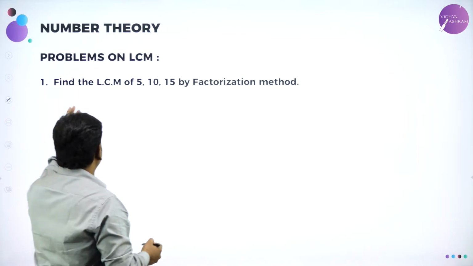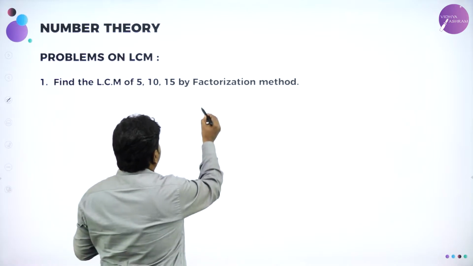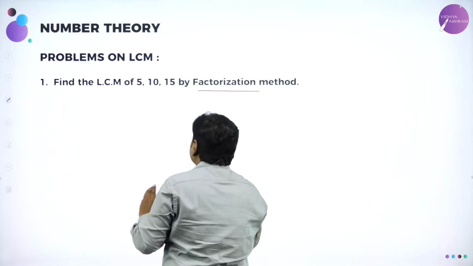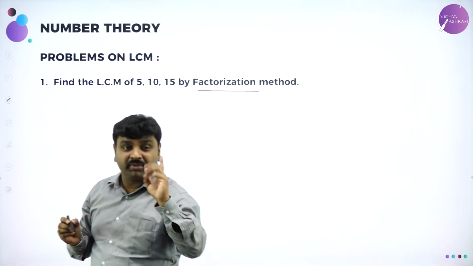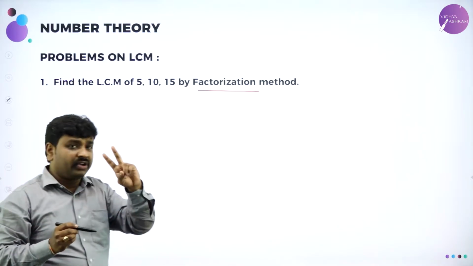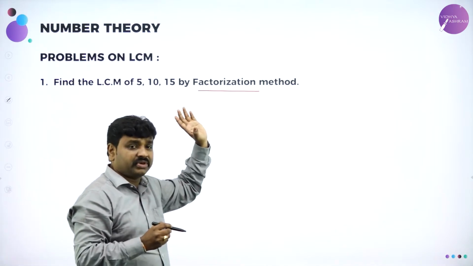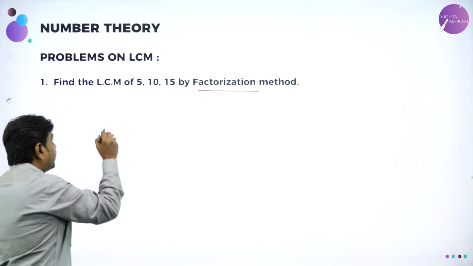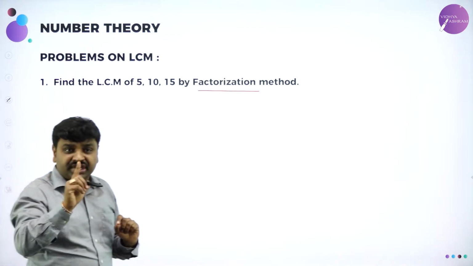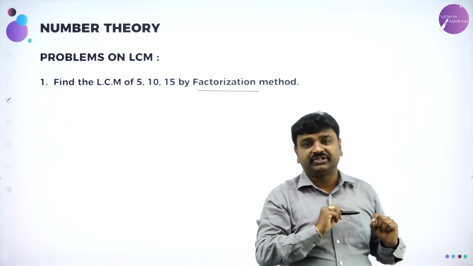They're asking you to find the LCM of 5, 10, 15 by the factorization method. Please understand, they are mentioning you to find it by a particular method. So you cannot use any method you want, because we have two methods. Generally we do it by the division method. Because they are asking by the factorization method, we have to do it.